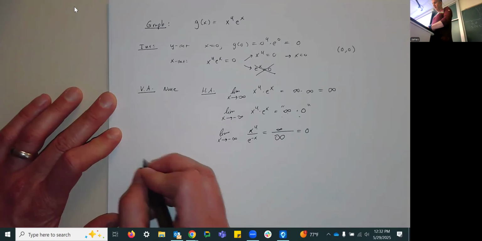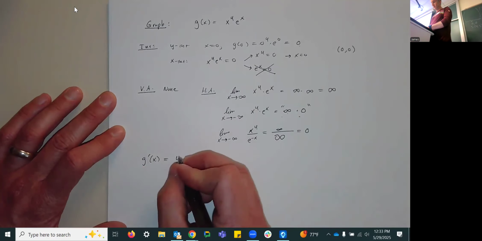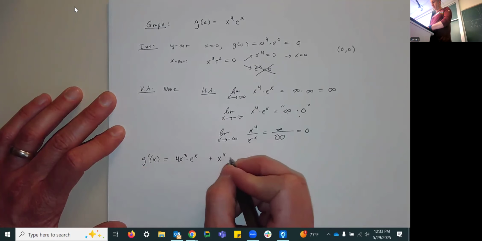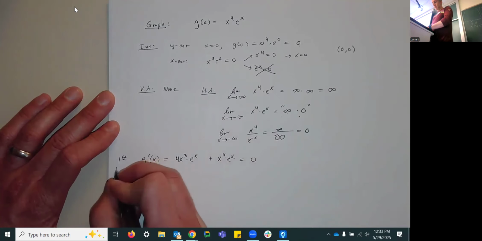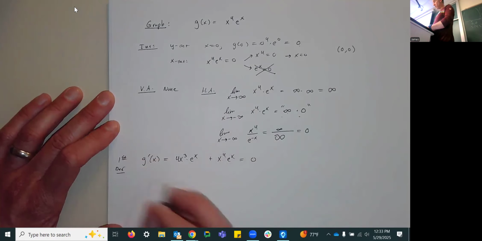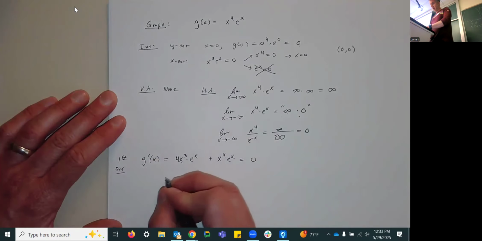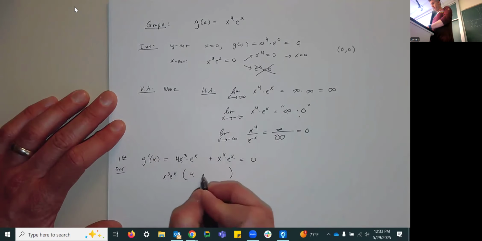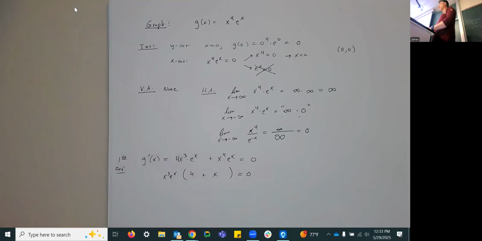Let's look at the first derivative stuff. Our first derivative is going to require the use of the product rule. It's going to be 4x cubed times e to the x plus x to the 4th times e to the x. We're going to set that equal to 0. And unlike last time, we can factor out more than just e to the x. We can factor out an x cubed times e to the x from both parts. So we're going to have x cubed times e to the x factored out, and we're left with a 4 plus an x. So in this case, we're actually going to get 2 critical points for the first derivative.